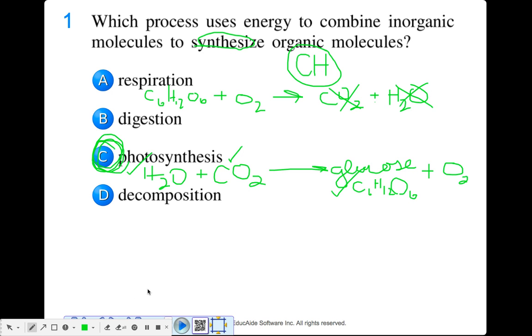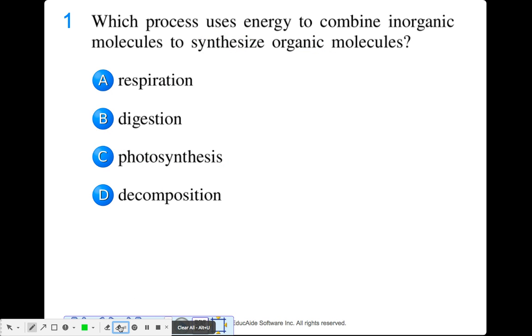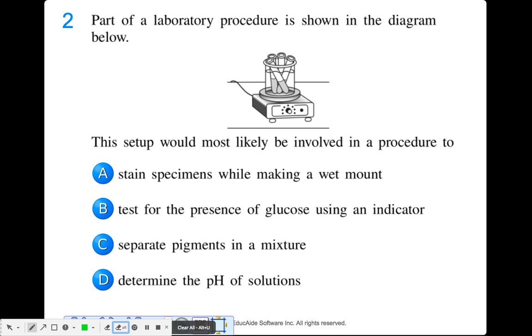All right, how do I go forward? I erase all and go forward. All right, yay, it worked.